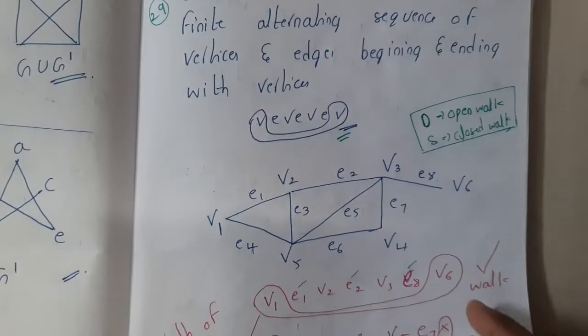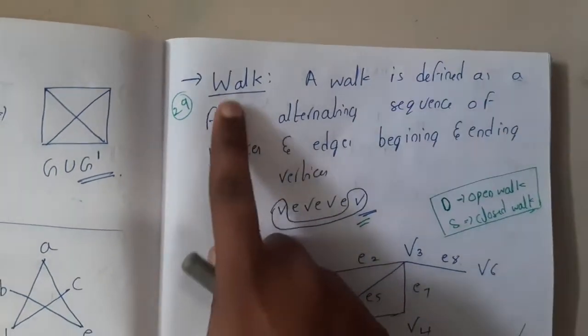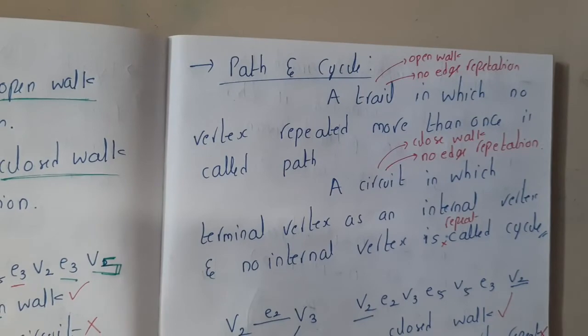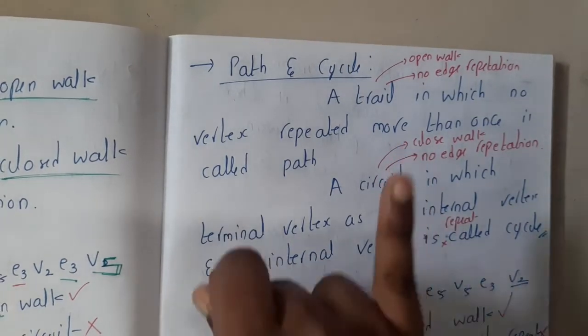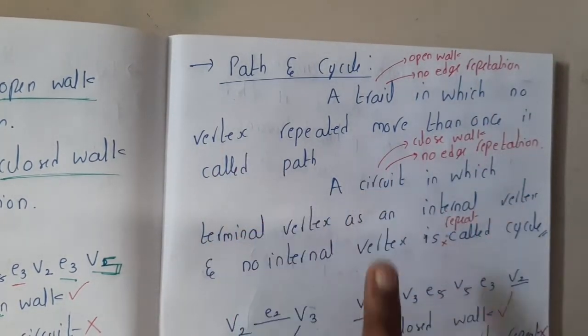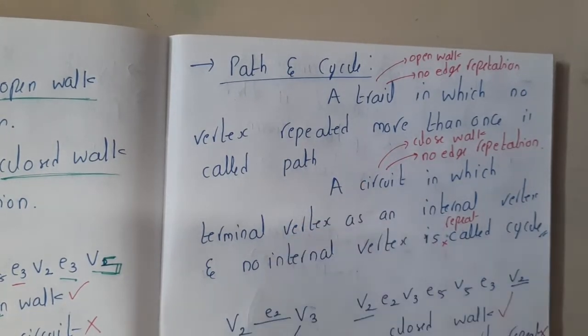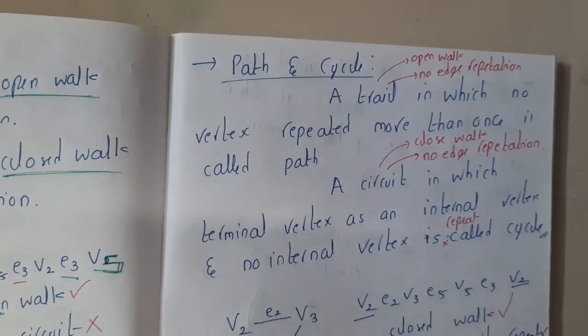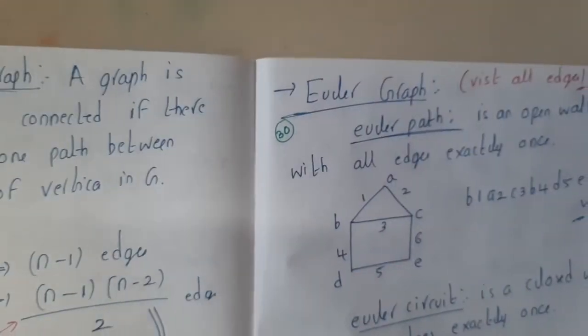Now I hope everyone got a clear idea about these 5 terminologies, right? Walk is nothing but alternating vertex-edge pairs ending with a vertex. Trial is an open walk with no edge repetition. Circuit is a closed walk with no edge repetition. Path is a trial with no vertex repetition, and cycle is a circuit without vertex repetition other than the starting and ending. Got it? Yes. Now I hope everyone got some basic idea, right?